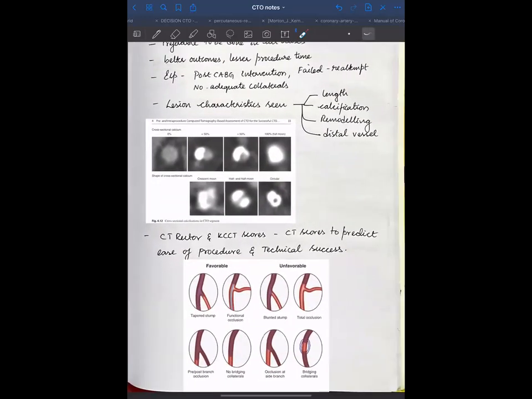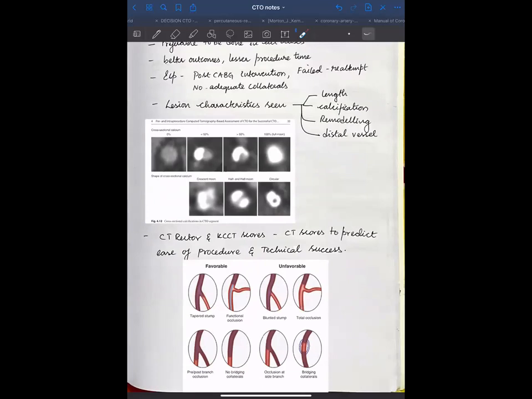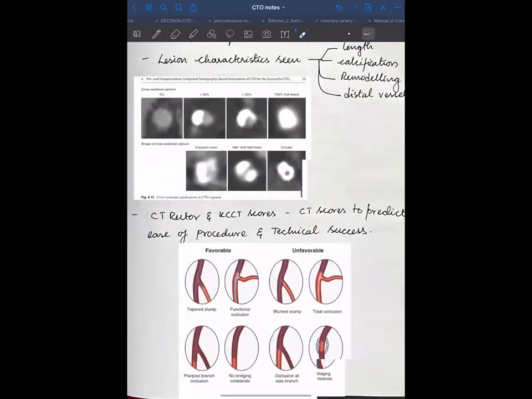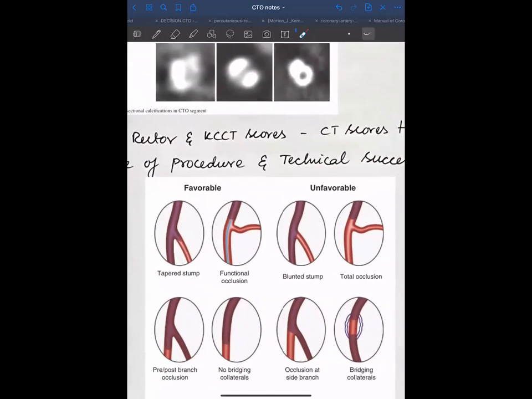There are a lot of CT scores also which predict the procedural success, which I'm not going to go into. CT RECTOR and KCCT scores are the scores which have been approved for grading of success prior to attempting a CTO instrumentation. So summing up the angiogram findings, what would tell us which are favorable and what is unfavorable?